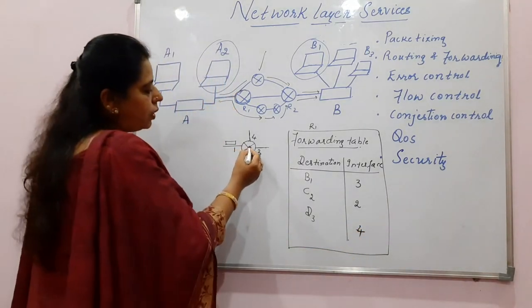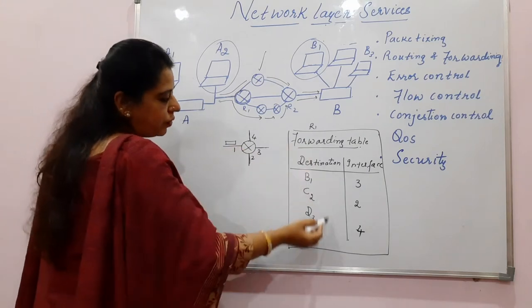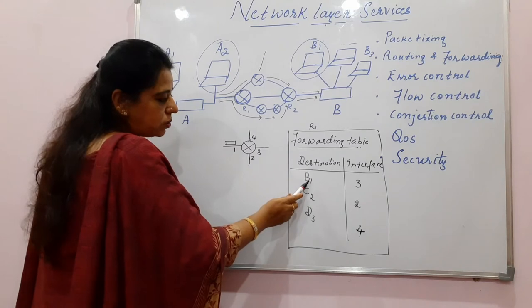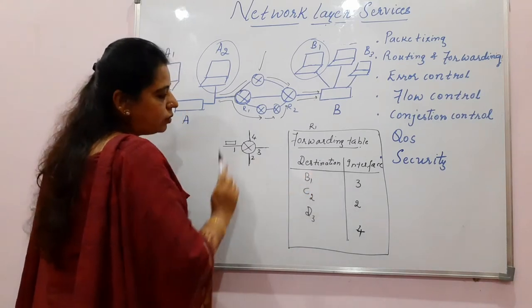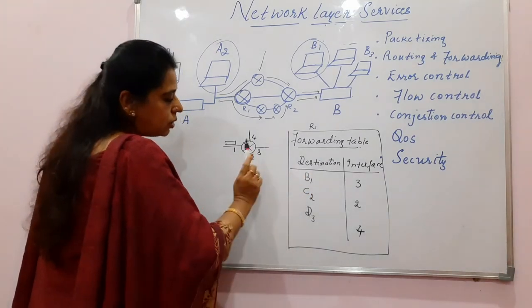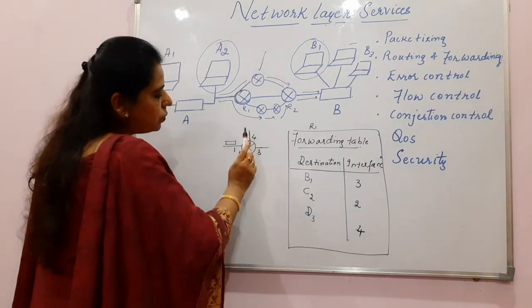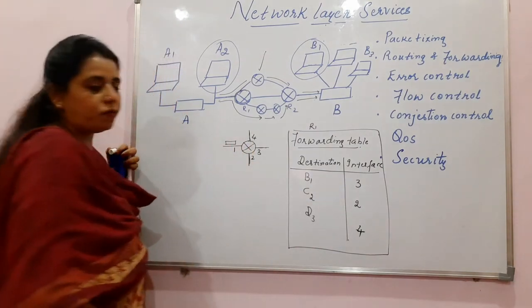So once the router receives the packet, it will refer to its forwarding table. It will check that yes, if the destination host is B1, it has to place the packet on interface 3. If the destination host is C2, it has to place it on interface 2. If the destination host is D3, it has to place it on interface 4.